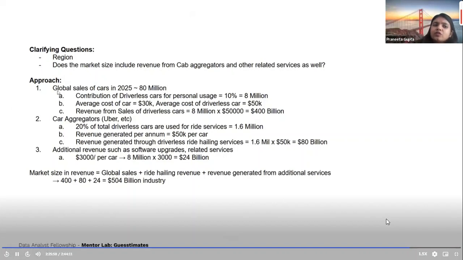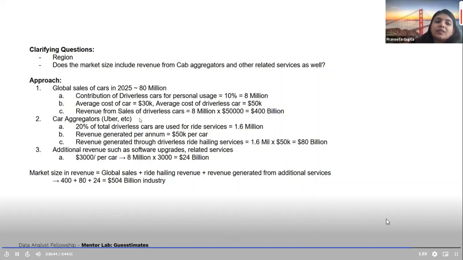First of all, I assume that the global sales of cars in 2025 is approximately going to be 80 million. Now contribution of driverless cars for personal usage would be somewhere around 10%, so 8 million cars is effectively what I'm saying. An average cost of car is somewhere around 30,000 in US, but for a driverless car it would be expensive, so 50K is what I'm assuming. So revenue from the sales of driverless cars would be $400 billion.